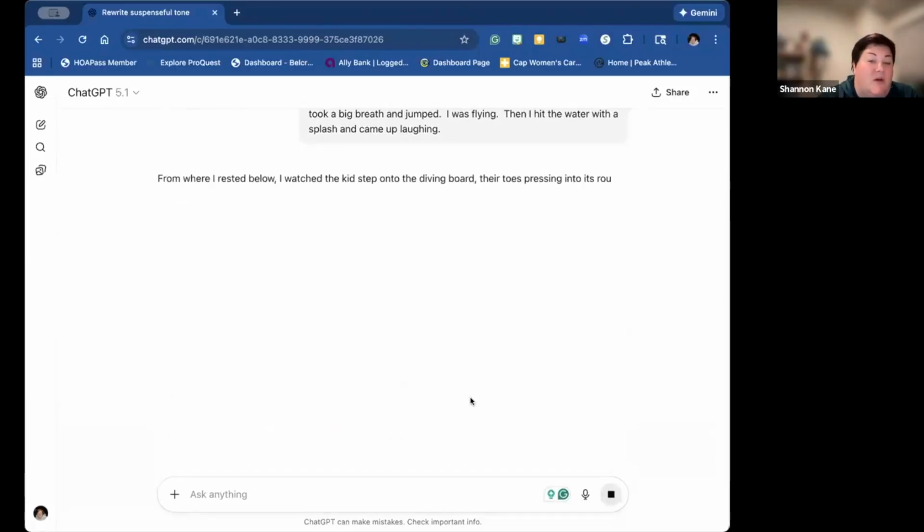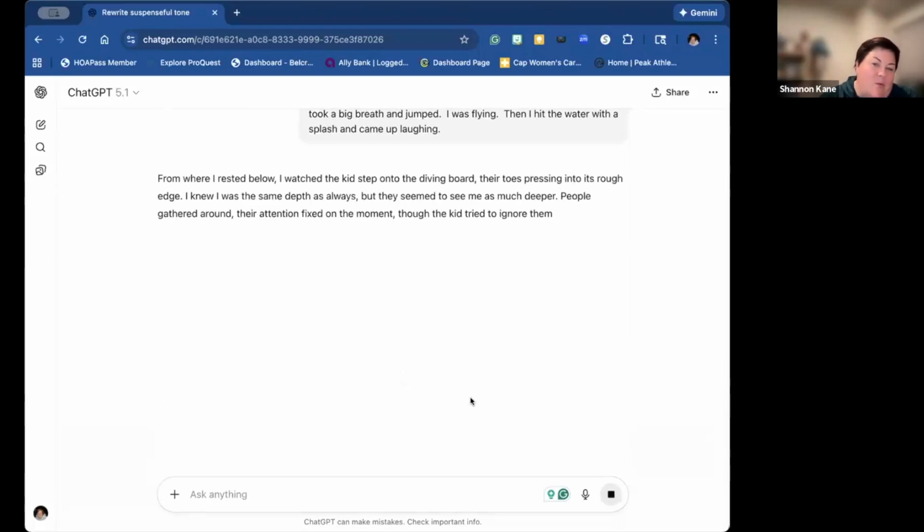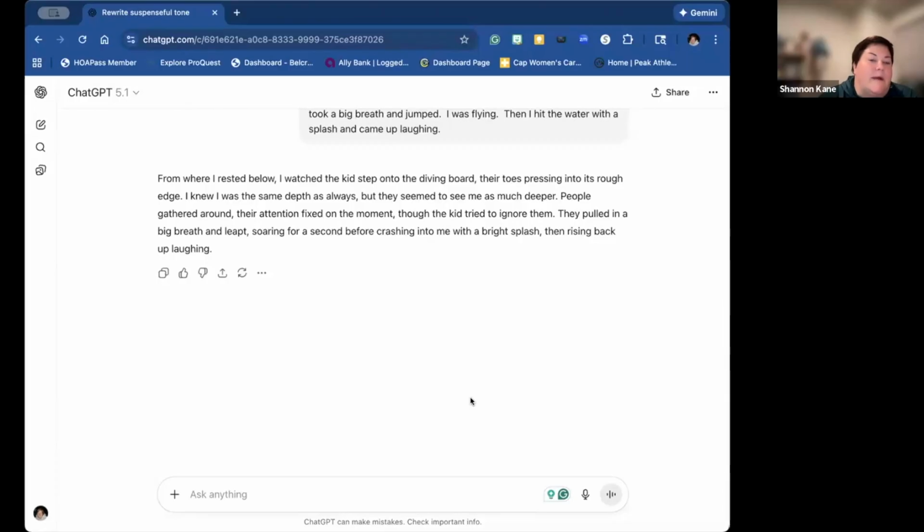From where I rested below, I watched the kids step onto the diving board. Their toes pressed its rough edge. I knew I was the same depth as always, but they seemed to see me as much deeper. People gathered around, their attention fixed on the moment. Though the kid tried to ignore him, they pulled in a big breath and leapt, soaring for a second before crashing into me with a bright splash, rising back up laughing.